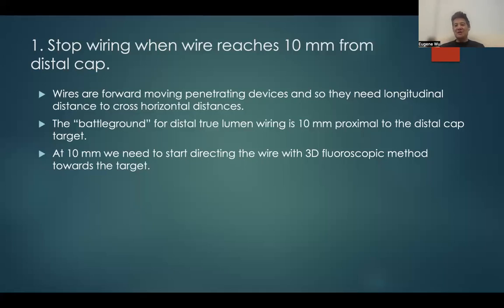Stop when the wire reaches 10 millimeters from the distal cap, step 1. Wires are forward-moving penetrative devices. They need longitudinal distance to cross horizontally. So if we get to already beyond the distal cap or at the distal cap, the wire is not going to be able to cross the vessel and go into it. The battleground, where the battle takes place for distal true lumen wiring, is 10 millimeters proximal to the distal cap target. So we need to stop at 10 millimeters and get all the gear and wires ready for the 3D fluoroscopic method, which is the high penetration wire, good wire control, etc.